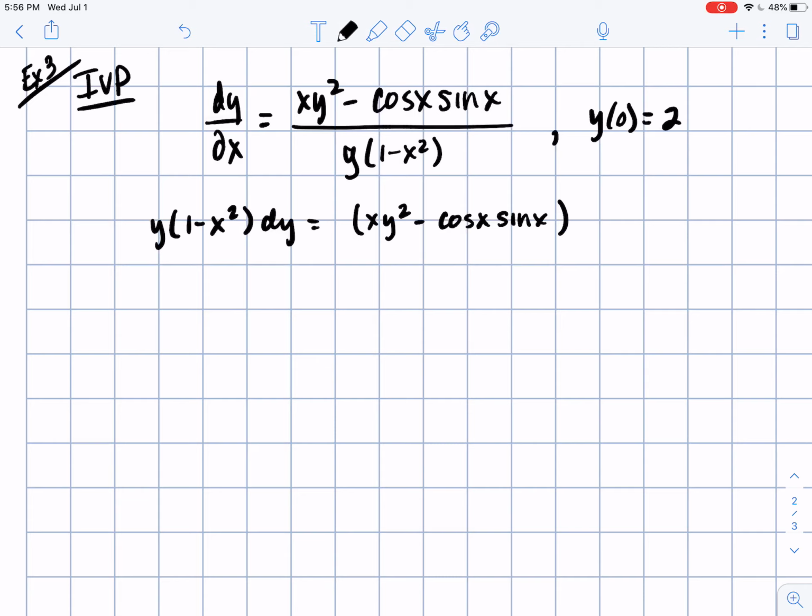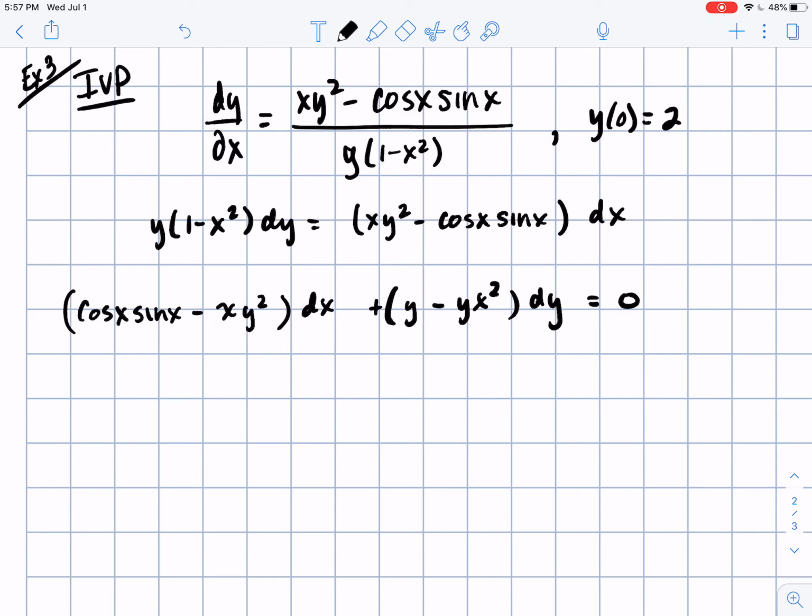and then dx. But let's bring that to the other side. I'm just going to change signs here because we're bringing it to the other side. So that's a positive cosine x sine x minus x y squared dx plus y, and I'll distribute this y, and then y x squared dy.